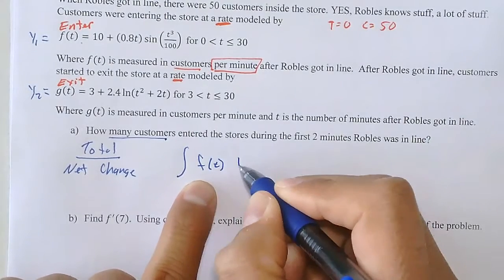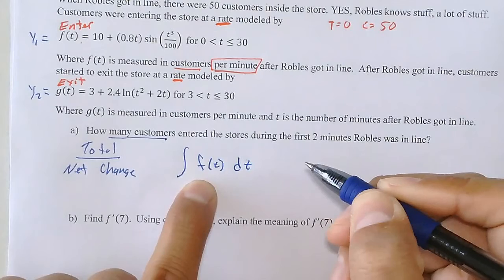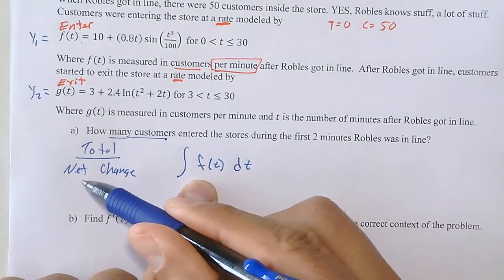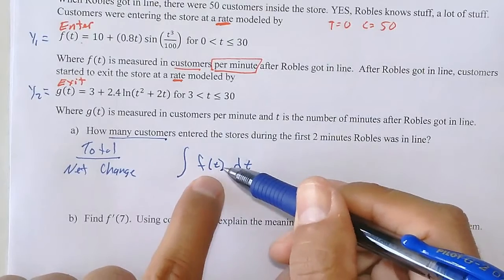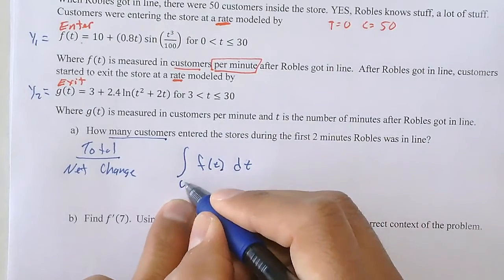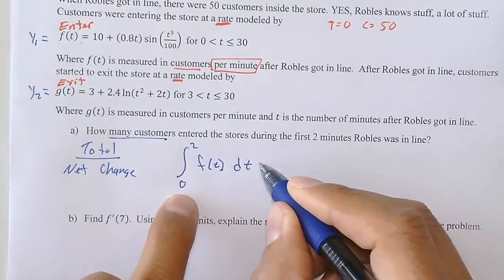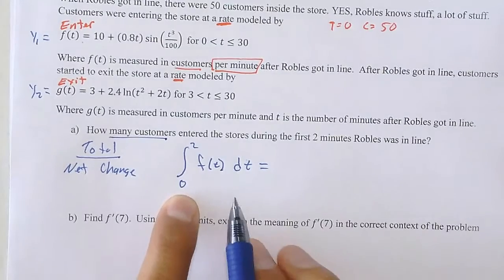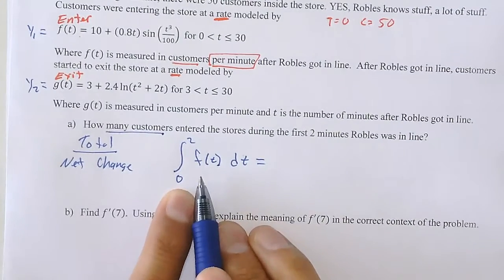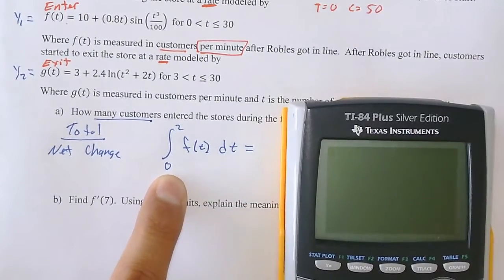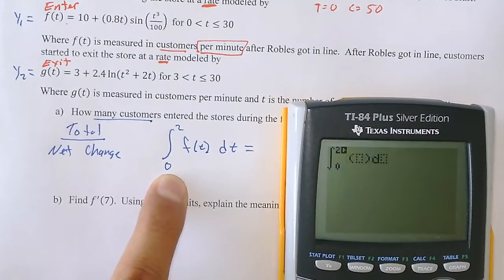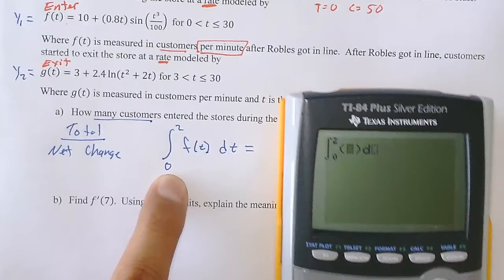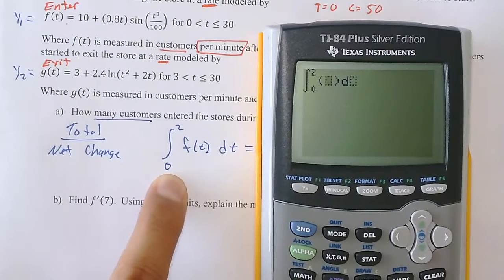Remember, there's people coming in. And I'm asked to do it in the first 2 minutes. So I need to be able to set up an integral, and then I'll take out my calculator. Remember, that's math 9 from 0 to 2. And let me kind of show you. To get the equation, I need to go to F4. So I'm going to alpha F4 Y1 with respect to X. And I get that number.